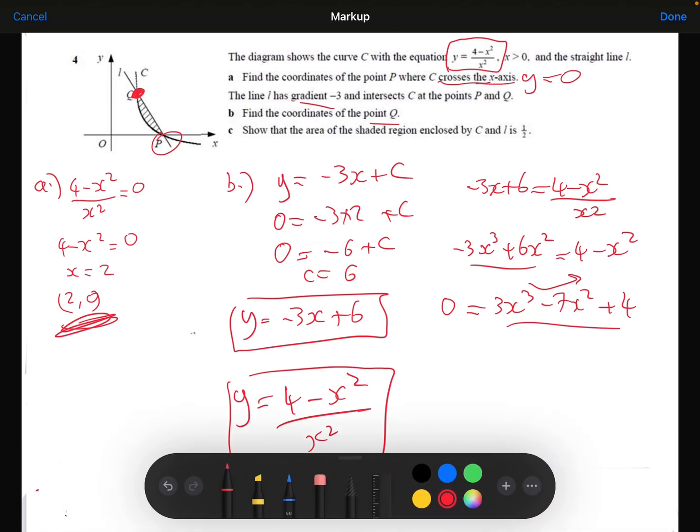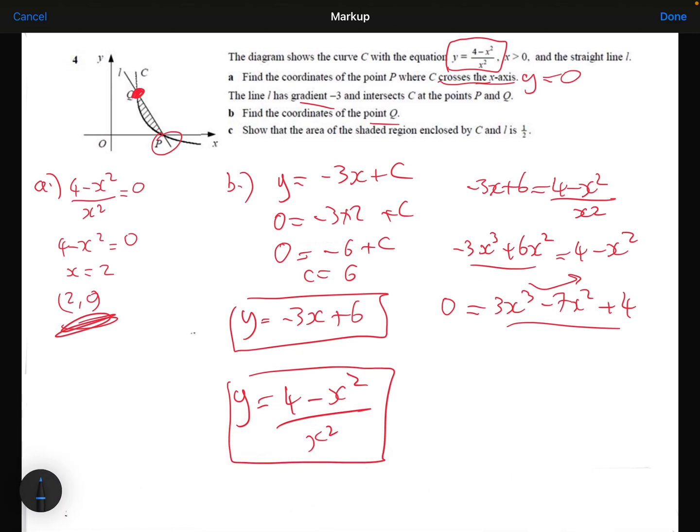Now, to factorise this, we would have to use the fact that we already know one root. We already know one solution to this. Because remember, the solutions to this equation are where the curve intersects the line. And we know that that takes place at point P. So we know that x equals 2 is a solution to this equation already. So therefore, I know that x minus 2 is a factor of this equation.